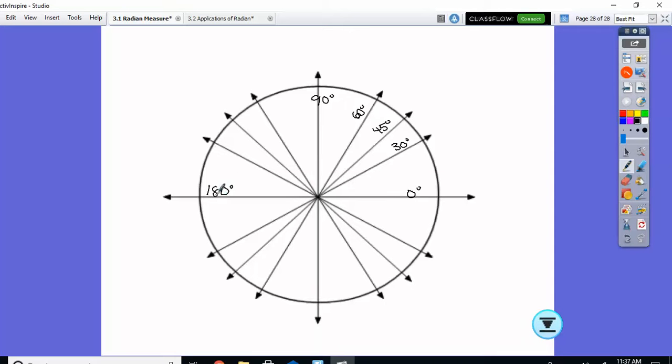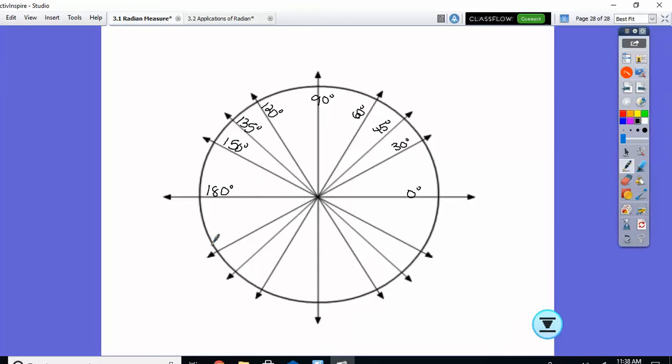Okay. So 180 minus 30 is 150. 180 minus 45, 135. 180 minus 60 is 120. You can grab one if you want. Okay, what do we do in the third quadrant?